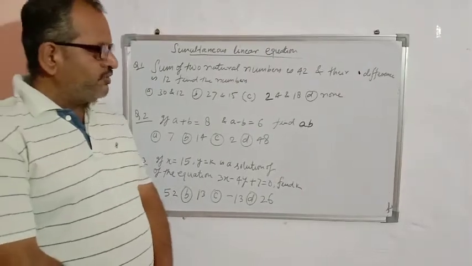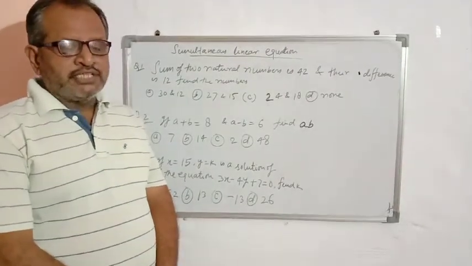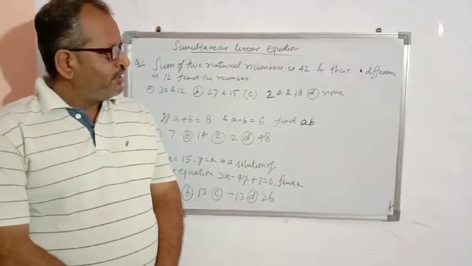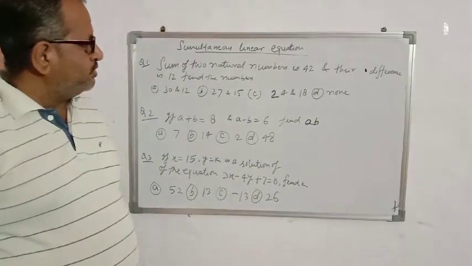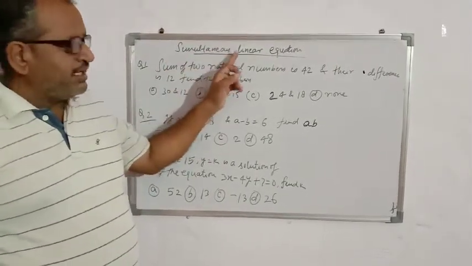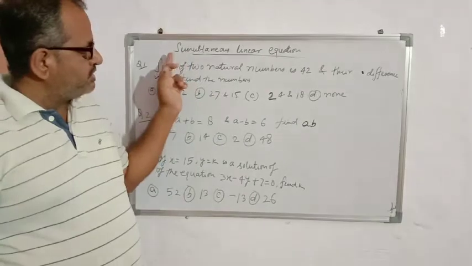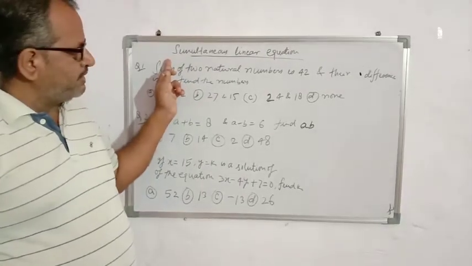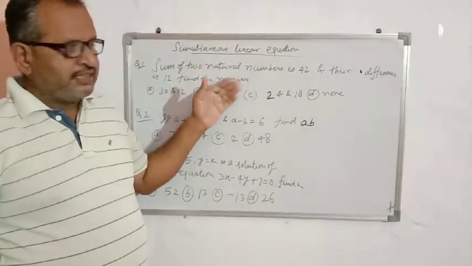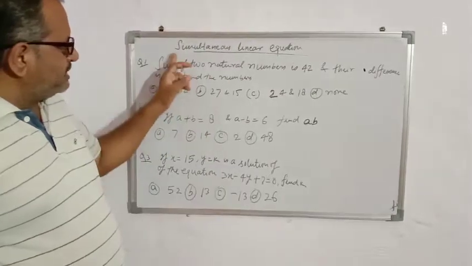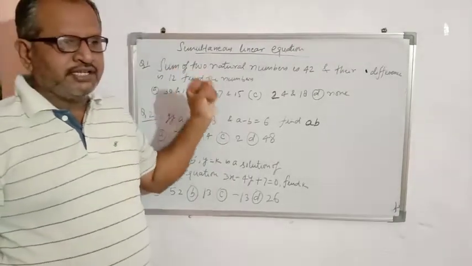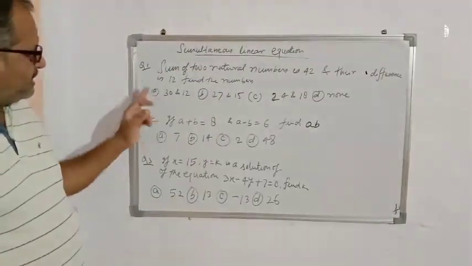So how will you revise the MCQ type questions? I am going to revise in this video the simultaneous linear equations. What type of questions you have to revise from this chapter? I am going to tell that. So firstly, see the chapter simultaneous linear equations. I have taken here three questions.